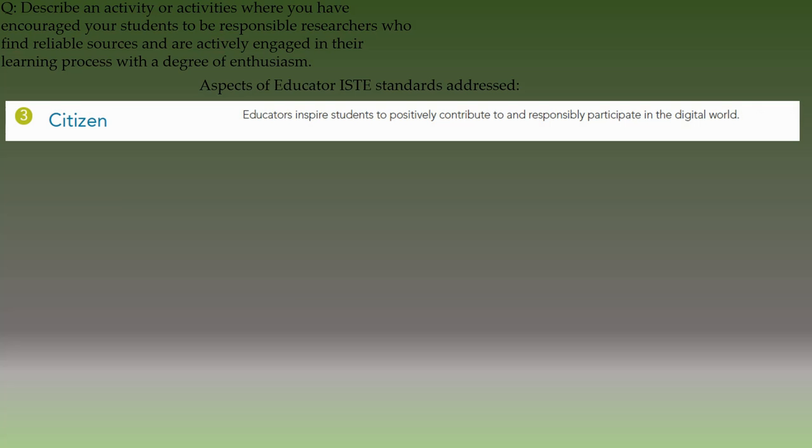The next question is, describe an activity or activities where you have encouraged your students to be responsible researchers who find reliable sources and are actively engaged in their learning process with a degree of enthusiasm. The aspects of the ISTE standards addressed in this question are, the educator should be a citizen, a designer, and a facilitator.